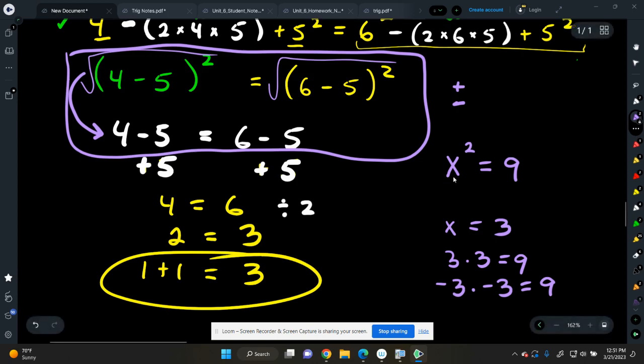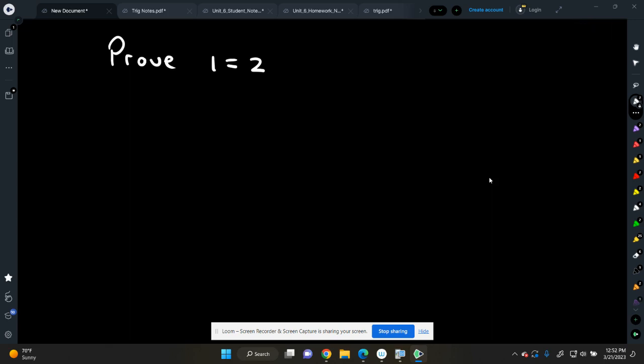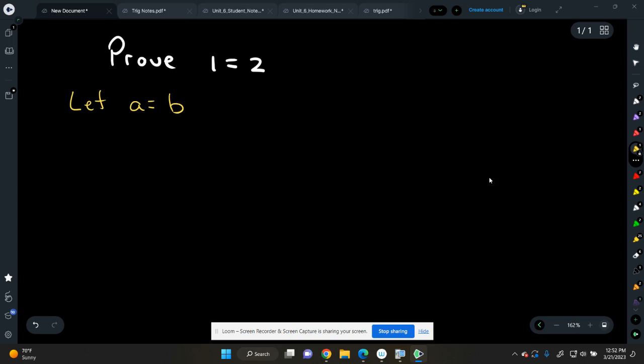Okay? I'll show you another way of doing it, because this is just fun math. This is just like fun with numbers. Okay, let's prove that 1 is equal to 2. Now we know that's not true, right? So now you have to follow this. Let A equal B. We're going to start off with the assumption that A is equal to B. We don't know what A represents. We don't know what B represents. But we're going to make the statement that they equal each other. They're the same, okay?